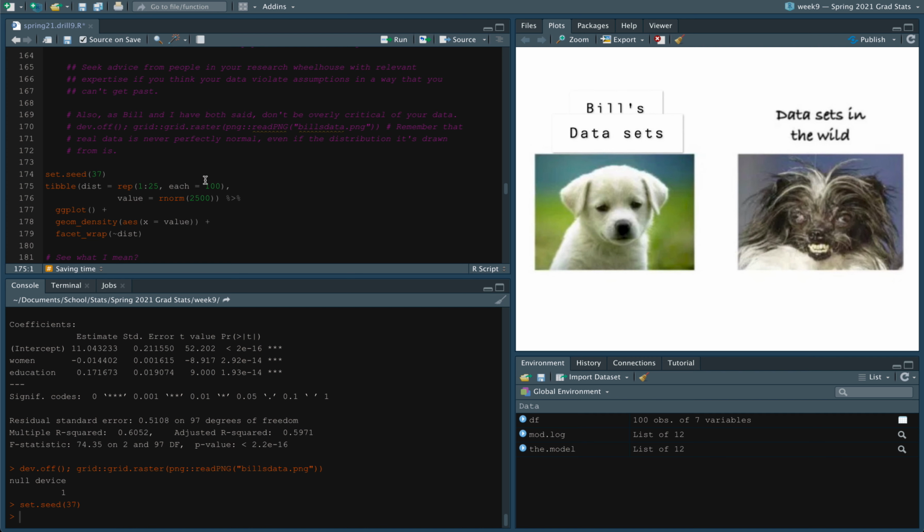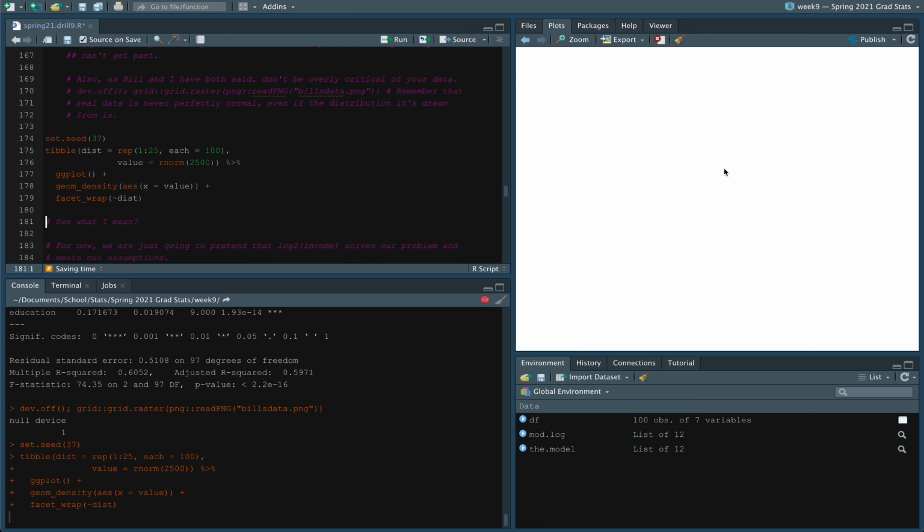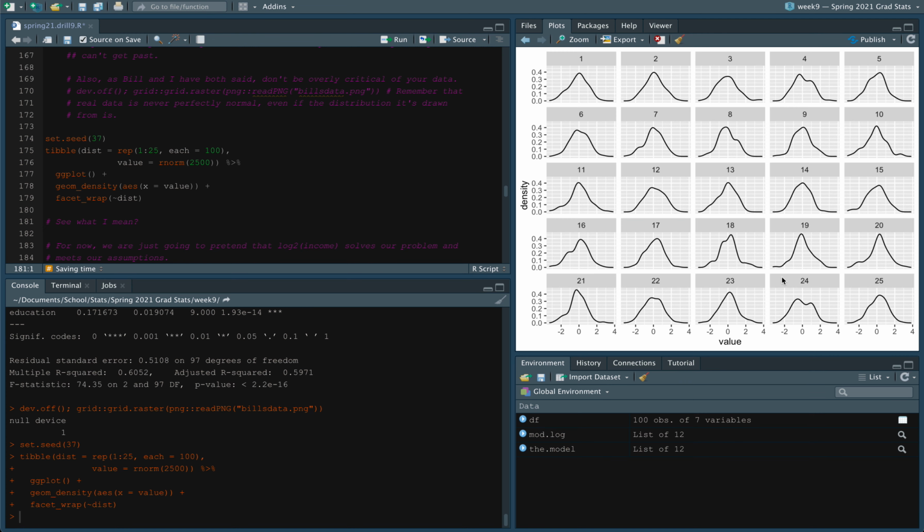I'm creating 25 distributions of 100. I'm randomly sampling 100 values from a normal distribution, and then I'll plot them all together. And when I do that, what you'll see is that all 25 of these distributions are drawn from perfectly normal distributions. And still, look at this, down here at 24, 18, 8, 4, a lot of these don't look like what we would think if we said draw a normal distribution. You would probably not draw something that looks like 24 down here.